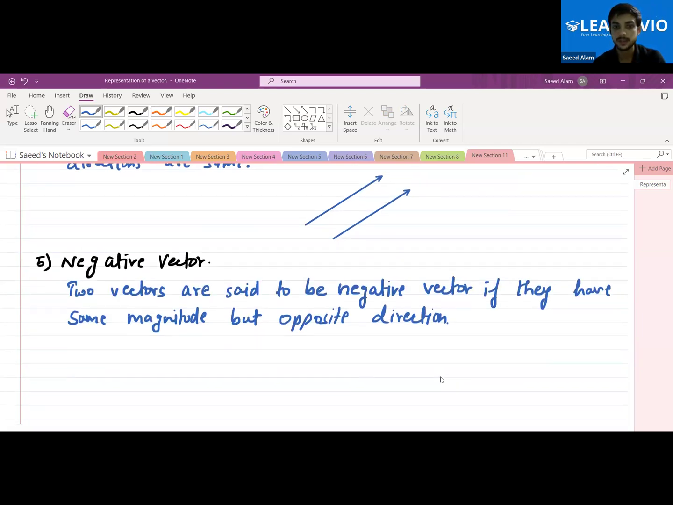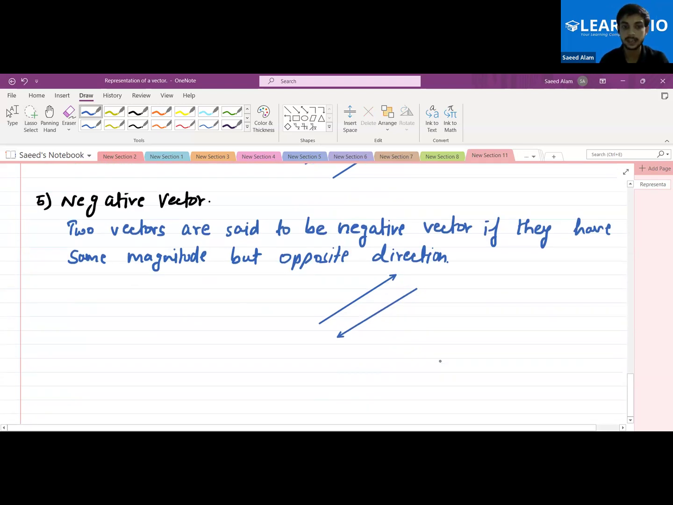So if we want to draw it graphically, how will we draw this? We'll draw it somewhat like this. This is the vector A pointing along this direction. Another vector should be opposite to this, and exactly opposite to this. So this is how we draw the negative vector. Understood? Is this all clear to you?